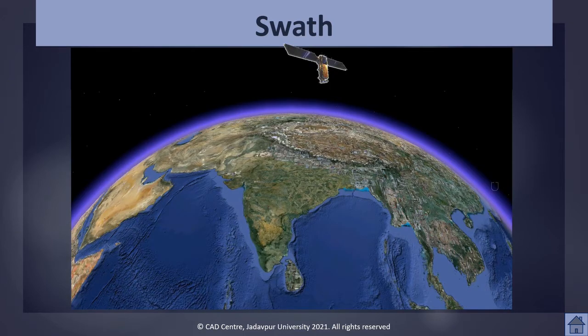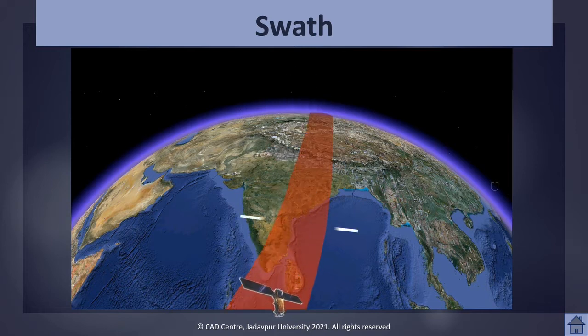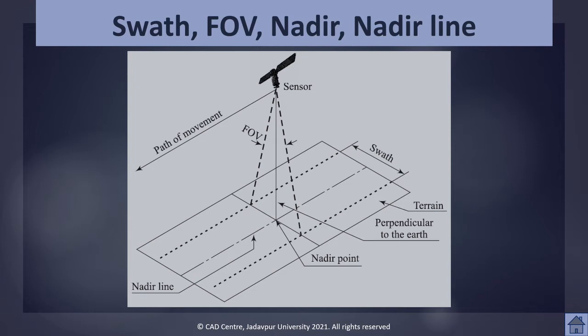And as you can see in this slide, the satellite moves forward and it scans a specific width on the earth's surface, and this specific width is called swath. Now this is a schematic diagram of swath, FOV, nadir and nadir line. So first, what is the swath? So this is the swath, the width that is scanned by the sensor during a scan.